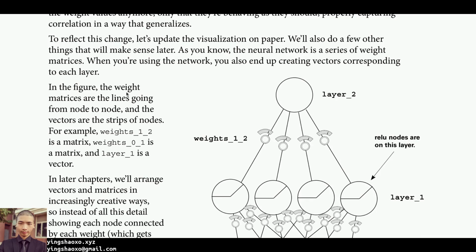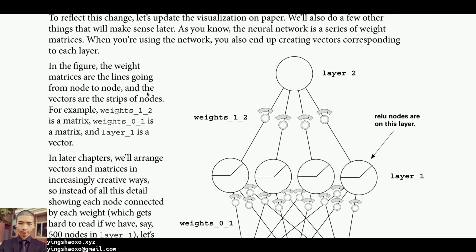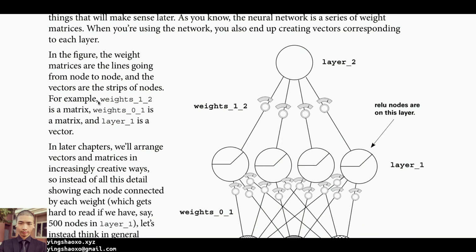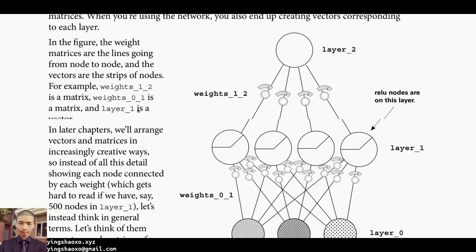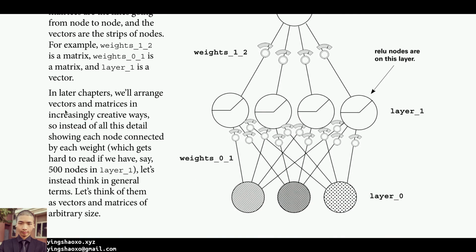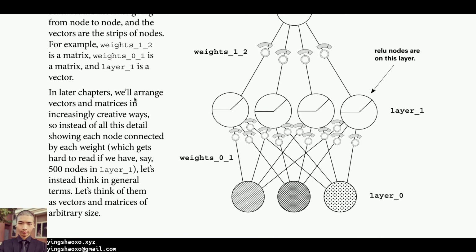In this figure, the weight matrices are the lines going from node to node, and the vectors are the strips of nodes. For example, weights 1, 2 is a matrix, weights 0, 1 is a matrix, and layer 1 is a vector. Okay, layer 1 is a vector. Every layer is a vector. Good. In later chapters, we will arrange vectors and matrices in increasingly creative ways.